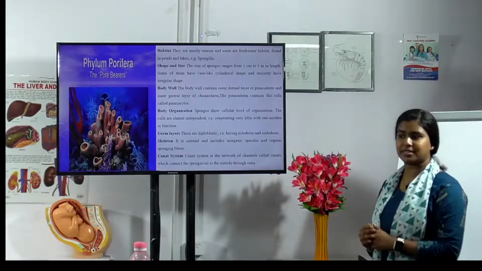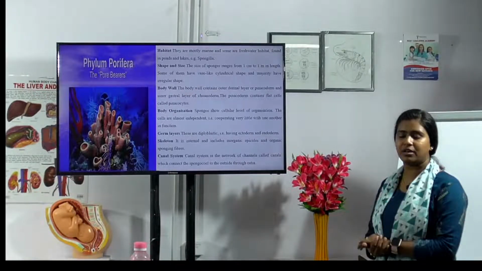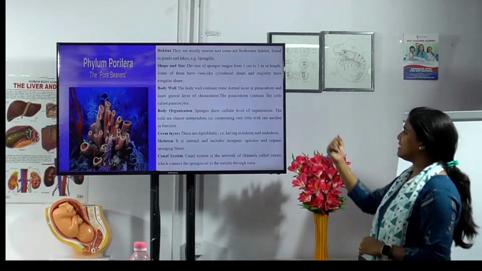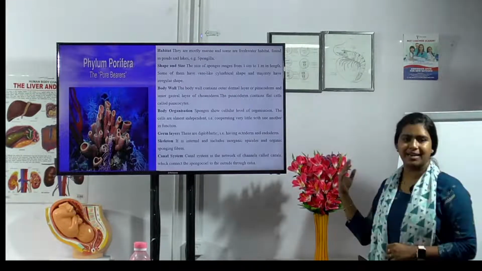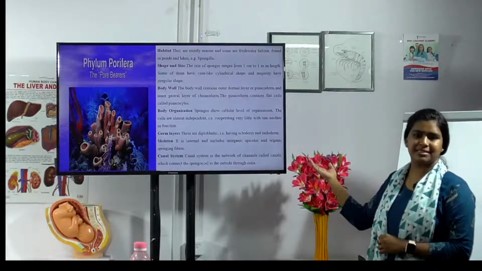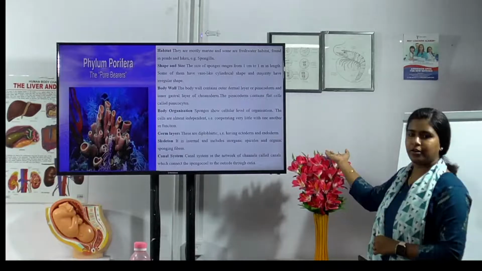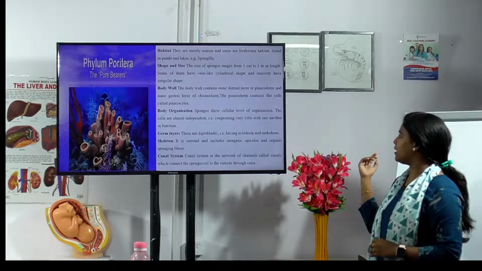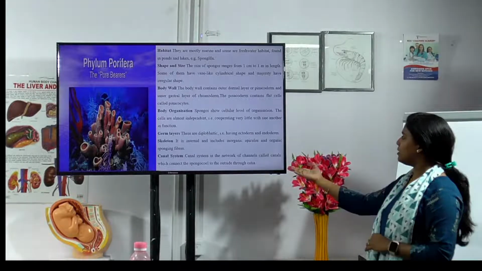Germ layers are diploblastic, only two layers are present, that is ectoderm and endoderm. Skeleton, they have an internal one, which includes spicules and organic spongin fibers. And the canal system is a network of channels connected to a spongocoel, to the outside through ostia. Okay, next.